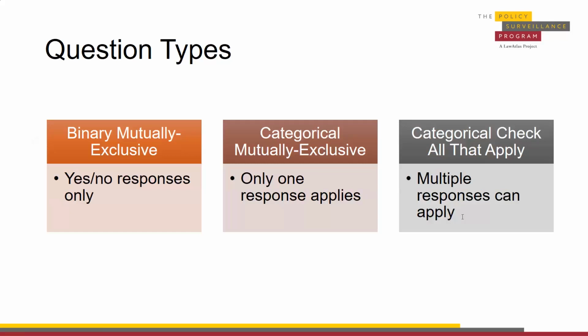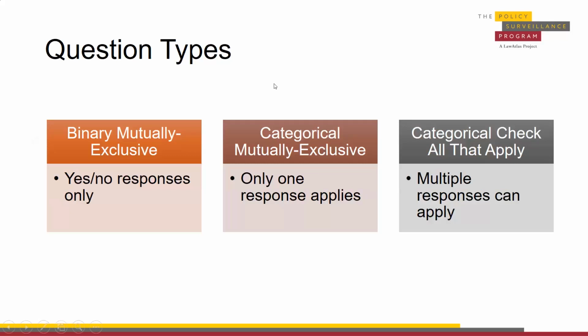Another type of question is categorical mutually exclusive. So there are multiple answers here, but only one of the responses applies. And then we have categorical check all that apply. So there are situations in which a state may have laws that are captured through various answer choices, and your categorical check all that apply will allow you to capture all of that information. So those are the main question types.